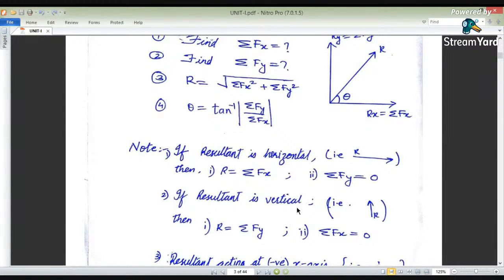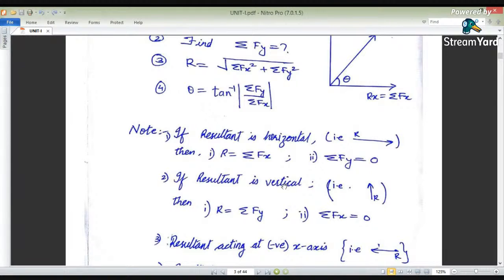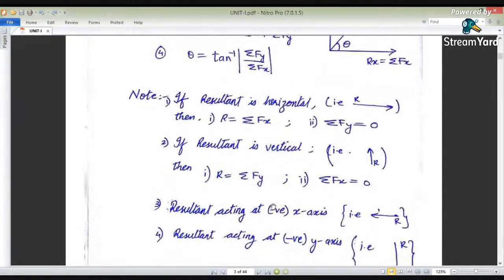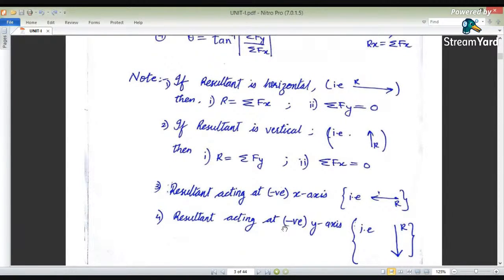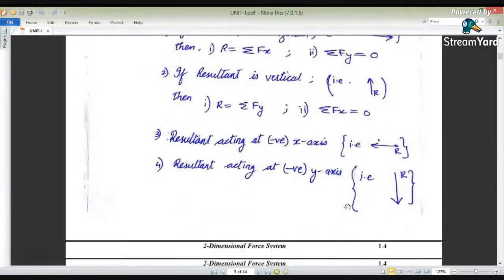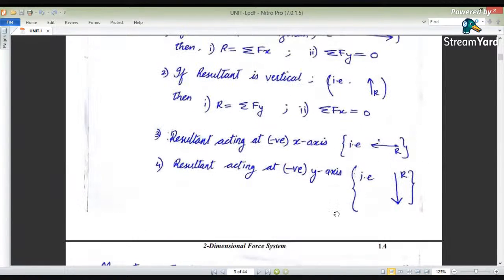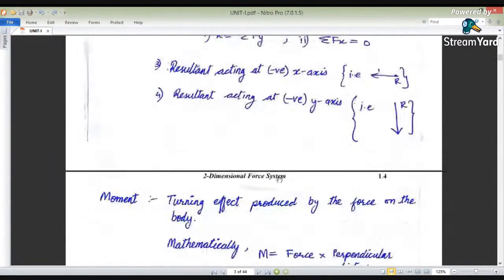If the resultant is vertical, that means the Fx component is 0. This is an example for this. If the resultant is vertical, the summation of all horizontal forces is 0, whereas the vertical force is the resultant, therefore R is equal to summation of Fy. Also, if the resultant is acting at the negative x-axis, that means it is in the left direction, therefore it is negative. Whereas if the resultant is acting at the negative y-axis, that means it is in the downward direction. These are the important terms which are used in the questions.